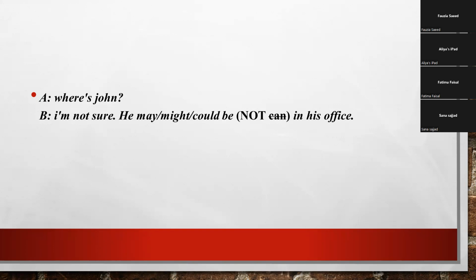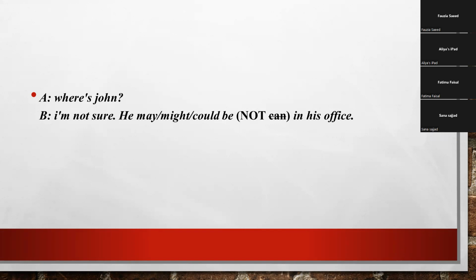When you are talking about some person and you are not sure where he is, you can say that he might be in the office, he may be in the office, he could be in the office. As I have already told you with the example of your mother: if your father is asking where's your mom, you can say that you are not sure. You have just come from your college or school, and you say that she might be in the kitchen, she might be in her bedroom. So you will use these modal verbs like this in daily conversation, and these are very important.